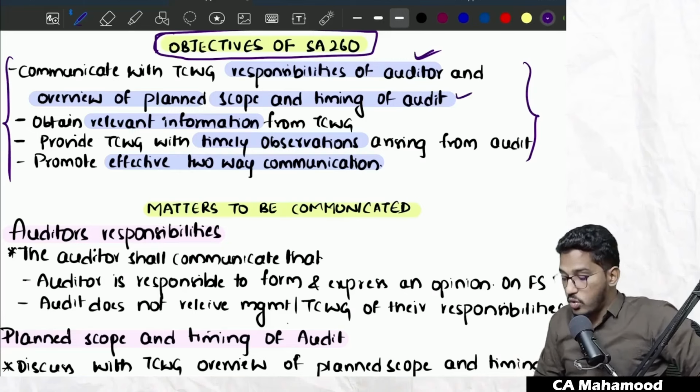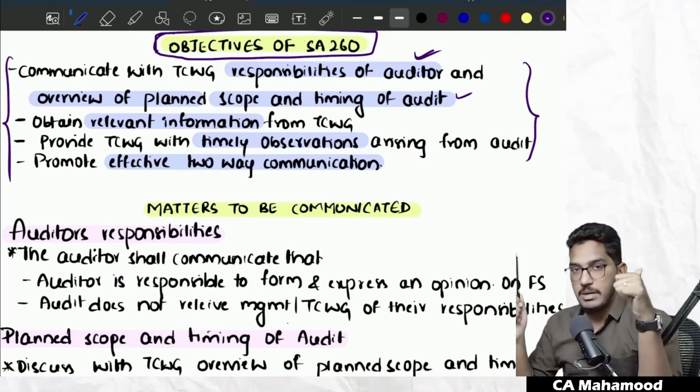For example, sir, I will do the audit within 10 days, and 15 of us will come for the audit. Like that, you are supposed to communicate an overview of the overall plan, scope and timing of the audit. So the first matter which is required to be mandatorily communicated by the auditor with those charged with governance is what? Communication of the auditor's responsibilities and also giving an overview of the planned scope and timing of the audit.